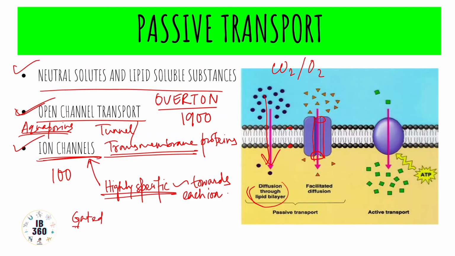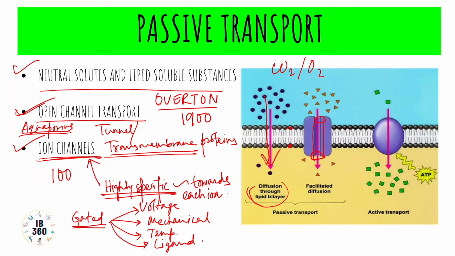Based on the stimulus required for opening the gates of ion channels, there are four types: voltage gated, mechanical gated, temperature gated, and ligand gated. But all this is again along concentration gradients, so obviously included under passive transport.